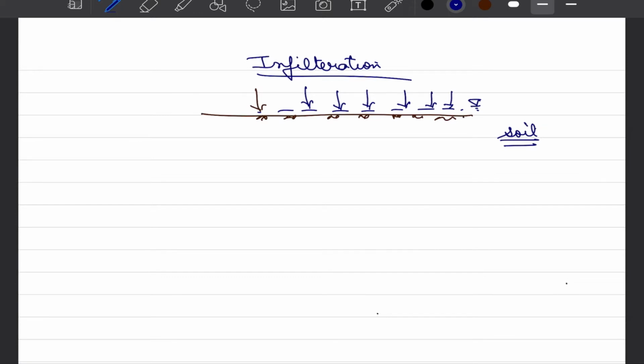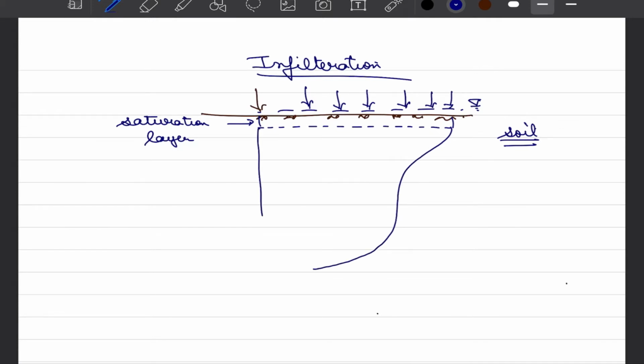Now, the soil which is in immediate contact with the water will have some saturation up to a certain depth. So we say that this is the saturation layer. And as we go down, the degree of saturation keeps on decreasing and we reach a depth called the wetting zone. So we will try to look into what these zones are. As I said, on top we have the saturation zone. Then the distance between the saturation zone and the wetting zone, or wetting front, is characterized by the transmission zone.